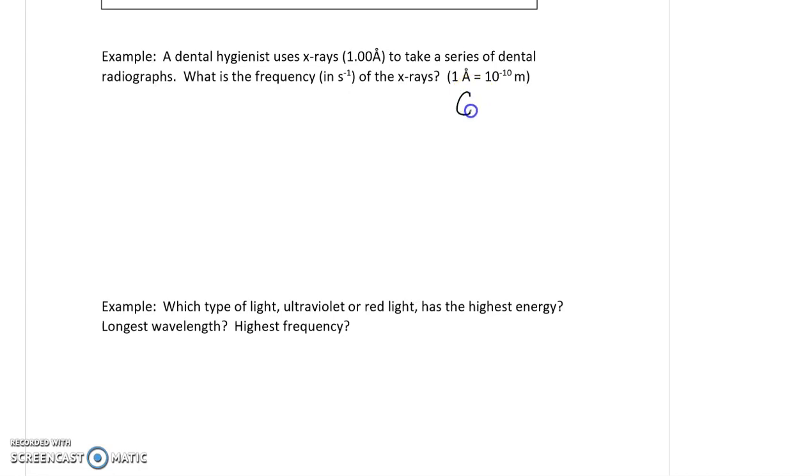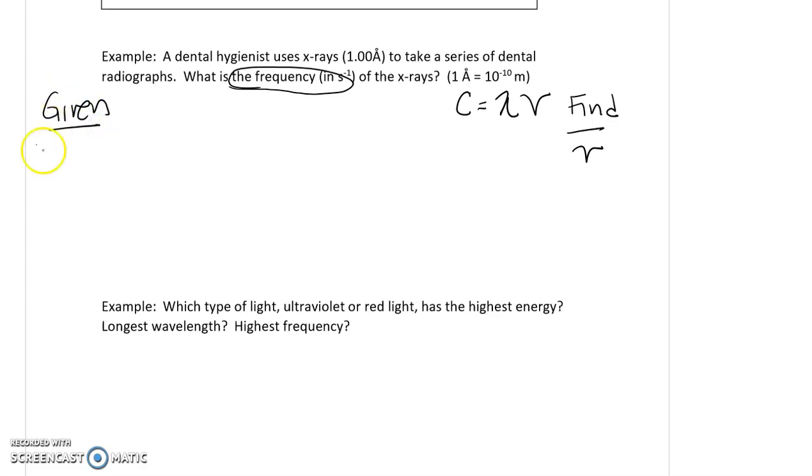So here we're going to have c equals lambda times frequency. So that's the only formula we know so far. Now what do we want to solve for? We want to find the frequency. So we're going to find our nu, and what we're given is our wavelength, which is in angstroms. How do we know it's wavelength? Well, angstroms is one of the units for wavelength. And then we know that the speed of light is 3 times 10 to the 8 meters per second.